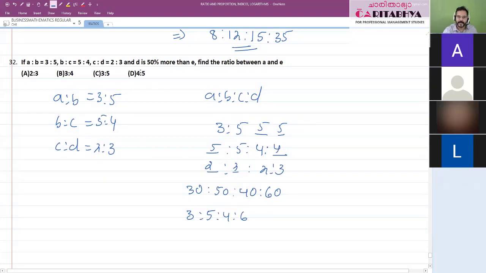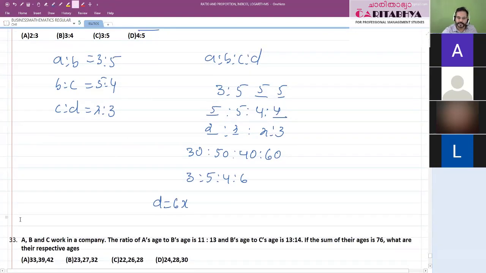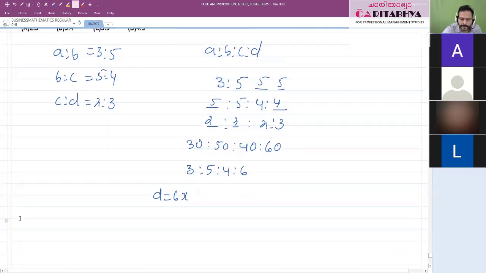Okay. Here, the answer is required, and D is 50% more than E. So now this is the simplest form. D is the same. We can say 3x, 5x, 4x, and D is 6x. So the original term is 6x. The ratio is 6. D is 50% more than E. That means the equation: D is E plus E into 50%.